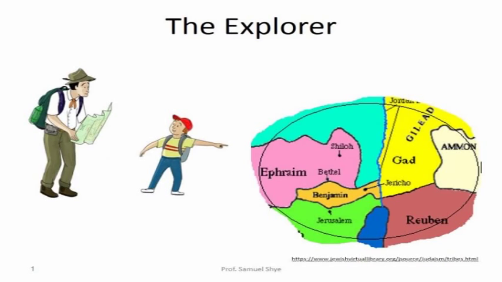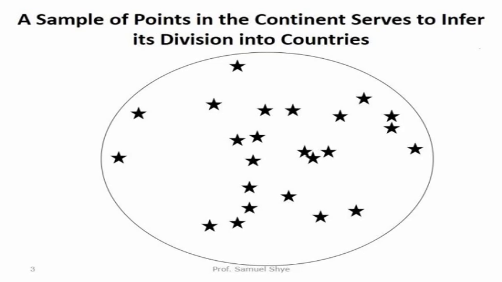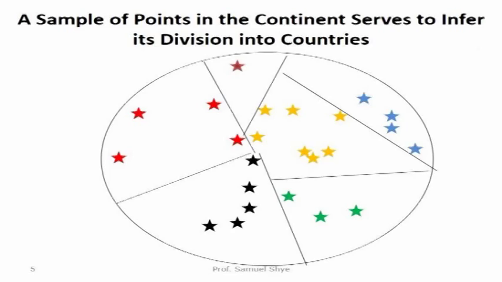Suppose you are an explorer who has a map of a new continent with several countries in it. In order to find out how the continent is divided into countries, you may choose a set of points on the map, and for every point you have chosen on the map, a local informer will tell you to which country it belongs. This is the game. With this information, you try to do the best you can to divide this continent into countries. In this example, we can have a fair idea about the location of the countries: the red country, the yellow, the black, etc.